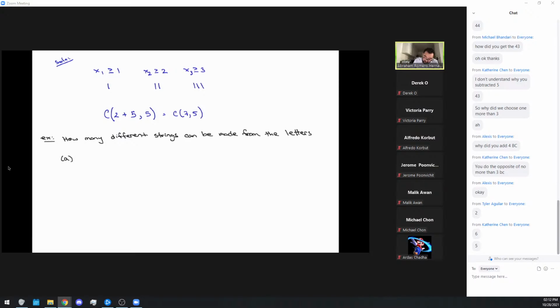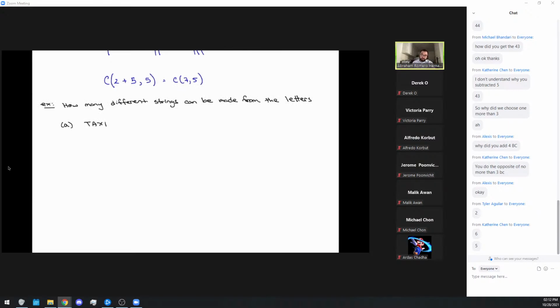And let's start with this, taxi. So how many strings can be made from the letters taxi? Well, does this have any repetitions?